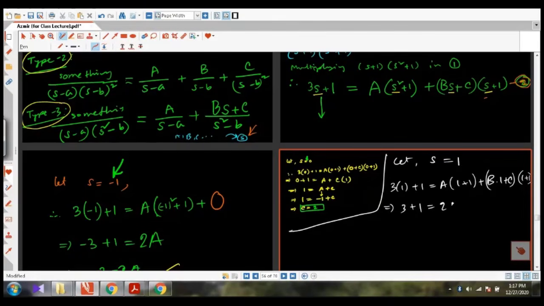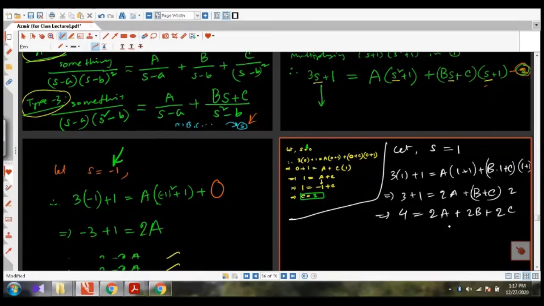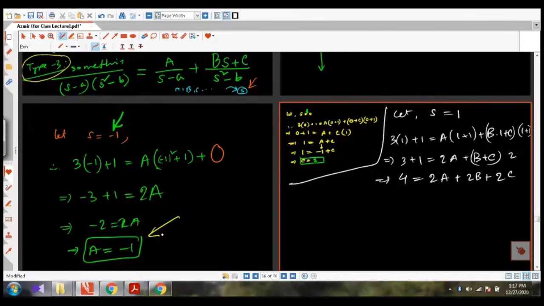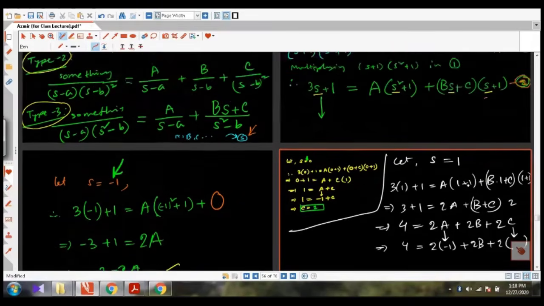So 2a plus b plus 2c, so that means 4 equal to 2 times a plus b plus 2 times c. Now we already have the a value and c value. So 4 equal to 2 times the value of a, which is -1, plus b plus 2 times c. c is 2.